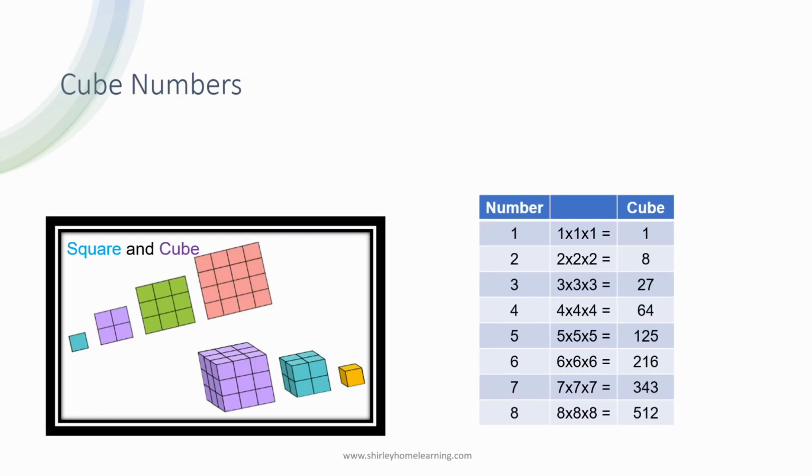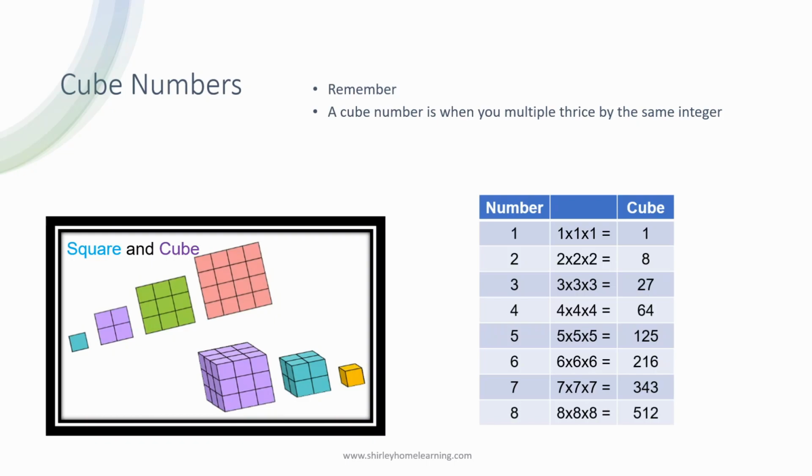So next we are going to be concentrating on cube numbers. So what are cube numbers? Cube numbers are numbers that you get when you multiply thrice by the same integer. So for example, here we have got 1 times 1 times 1, or 2 times 2 times 2, or 3 times 3 times 3, and so on.